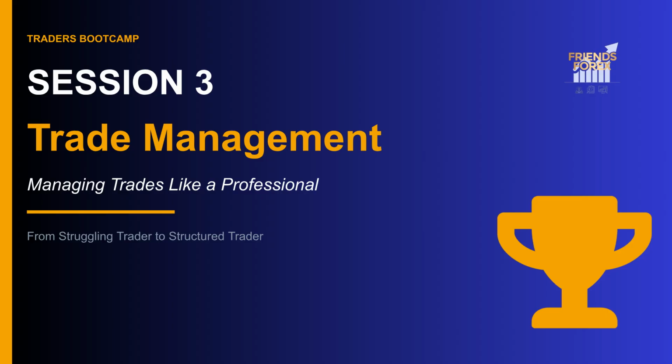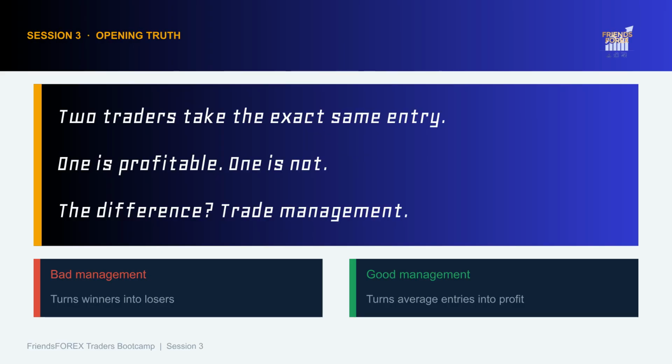Here's an opening truth. Two traders can take the exact same entry. One is profitable and one is not. The difference is trade management. Bad management turns winners into losses, while good management turns average entries into profit.